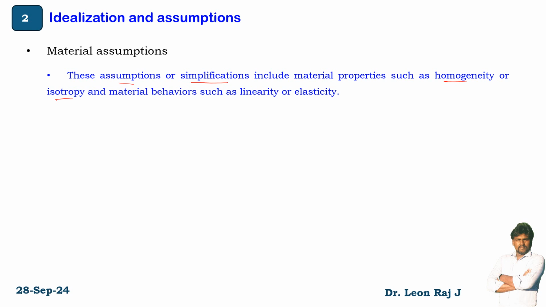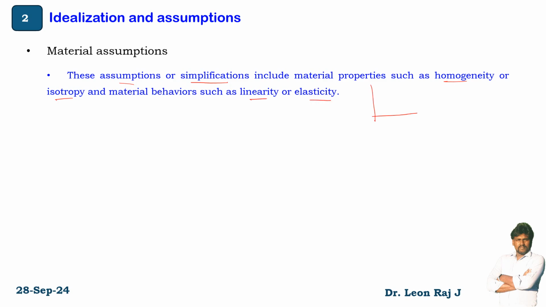Sometimes the physical properties are not the same in all directions. Slightly there is a deviation. Still we assume it is an isotropic material. And the material behaviors such as linearity and elasticity.